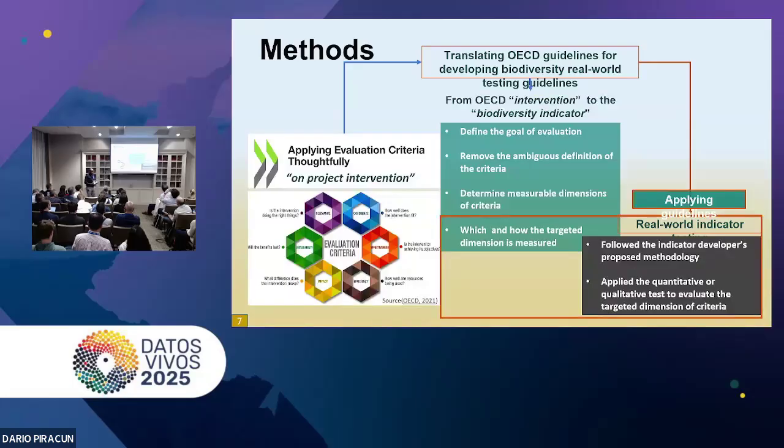The way we developed the guideline was not coming from nowhere. We relied on the OECD guideline, which was very recently adopted. It was developed for project intervention purposes, but we tried to translate it to one indicator. So we picked the key elements from this guideline, the list you see there: defining the goal of the evaluation, removing ambiguous definitions, and trying to understand the dimension of the criteria you want to test.